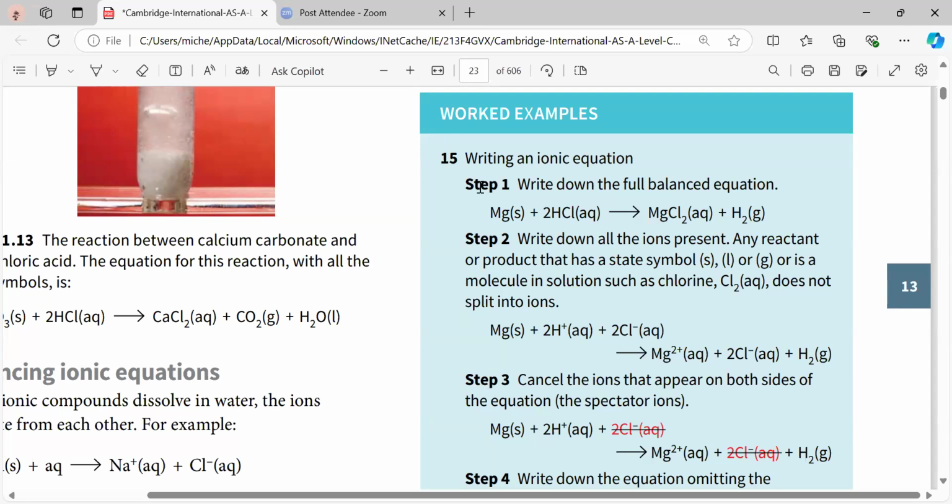So as we can see, this equation is actually fully balanced. We're going to just double check. We can see magnesium 1 right here on the left side. We also have 1 on the right side. Okay, magnesium is balanced. And now we have two hydrogens on the left and two hydrogens on the right. It's balanced. We have two chlorine on the left and two chlorine on the right, meaning that chlorine is also balanced.